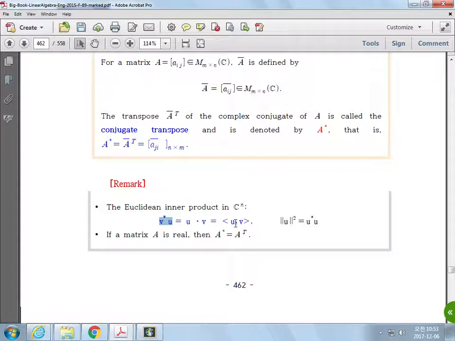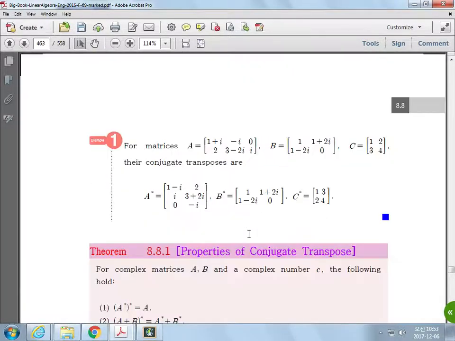If U and V are n by 1 vectors, then V star is a 1 by n vector, and U is an n by 1 vector, so the product is a 1 by 1 scalar. Okay? And the norm is this. This is what we defined already. Okay? So this is a note.